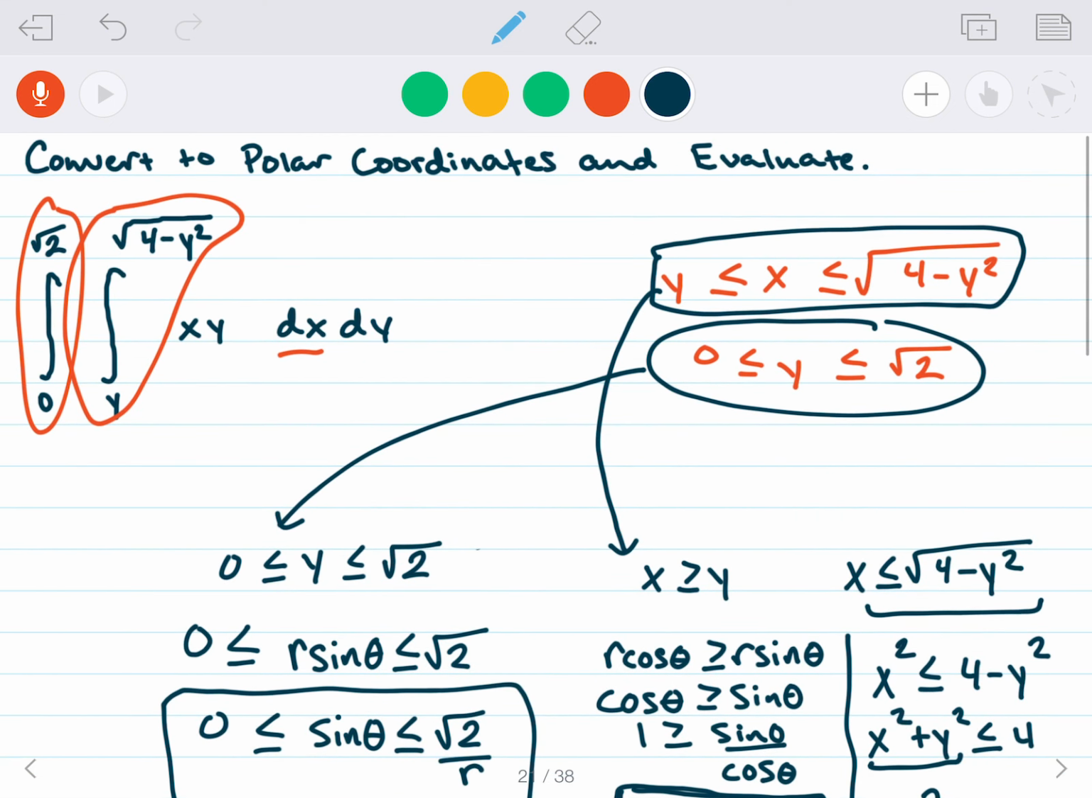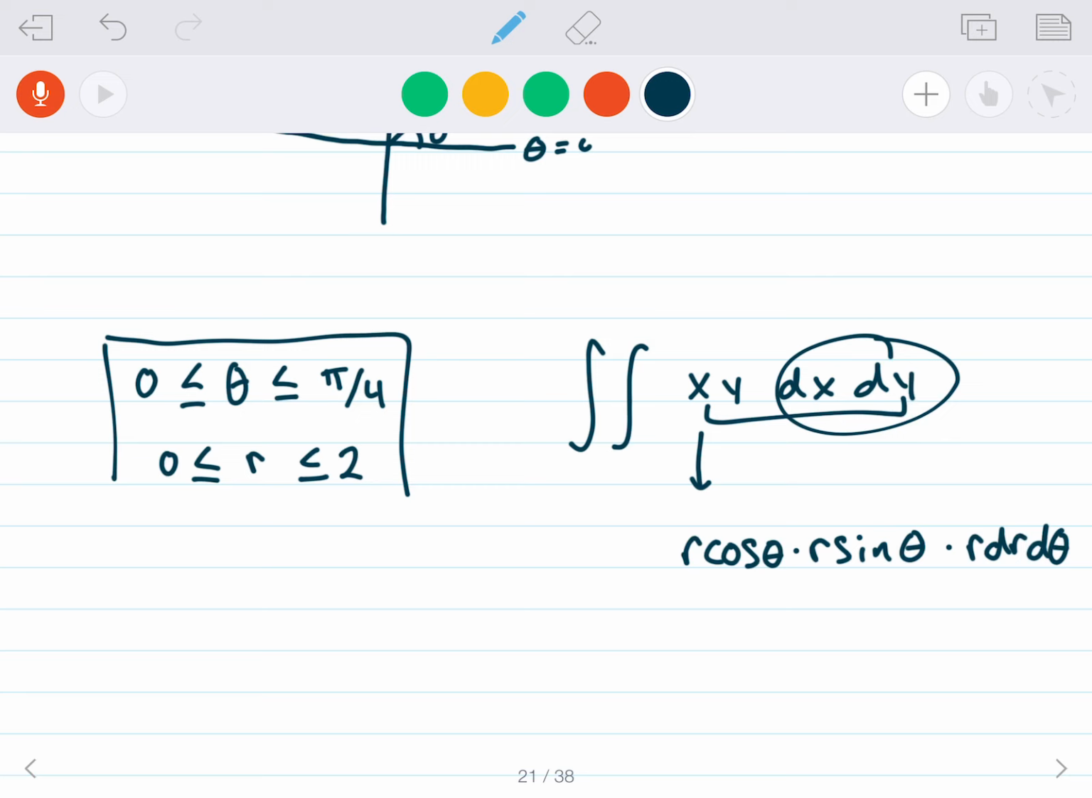And the dx dy is dA, so that's going to change to r dr d theta. Okay? So I'm integrating, well, my r bounds, I'm going from 0 to 2. And then my theta bounds, we're going from 0 to pi over 4. Okay, so now this is my problem right here that I need to integrate now.